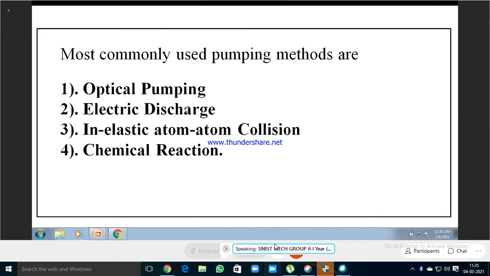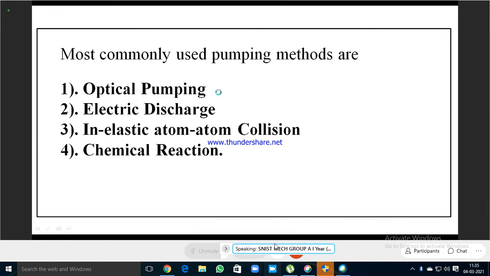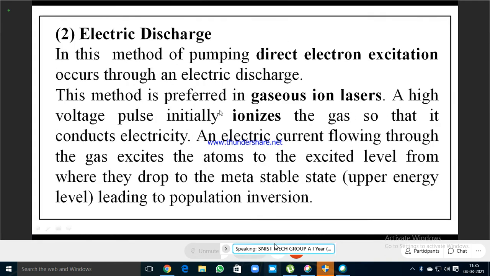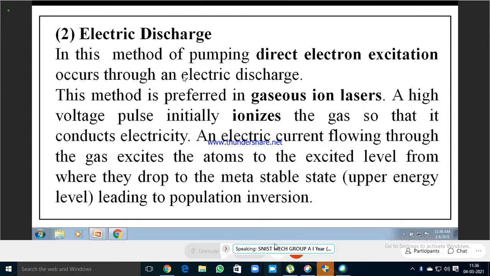Okay, guys, the next topic that we will discuss now is electrical discharge. So what is an electrical discharge? Normally in the tube light you use, there is argon gas inside. When you start it, the atoms get excited. How do the atoms get excited? Because direct electron excitation occurs through the electrical discharge.